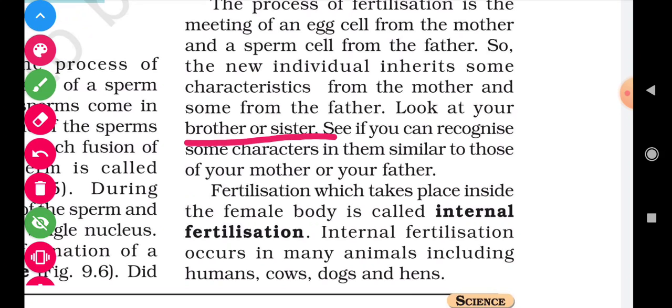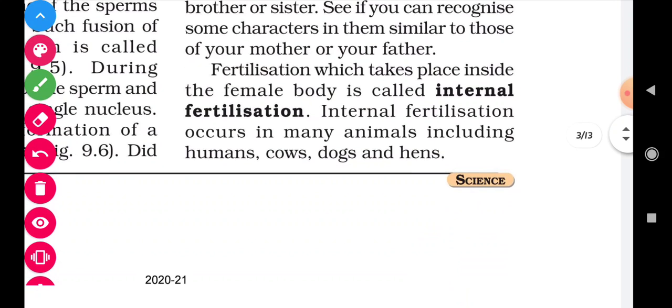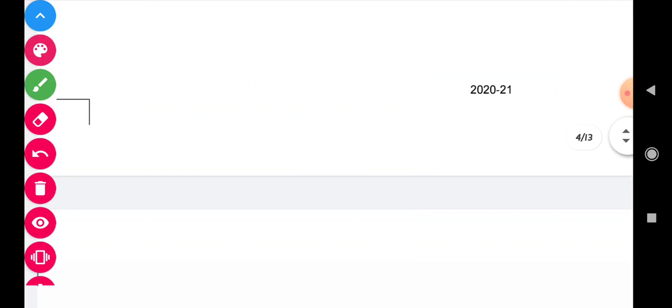Look at your brother and sister. They have common characteristics with your mother and father. See if you can recognize some characters in them similar to those of your mother or your father. As I already told you, fertilization which takes place inside the female body is called internal fertilization. So please note down this sentence. Internal fertilization occurs in many animals including humans, cows, dogs and hens.